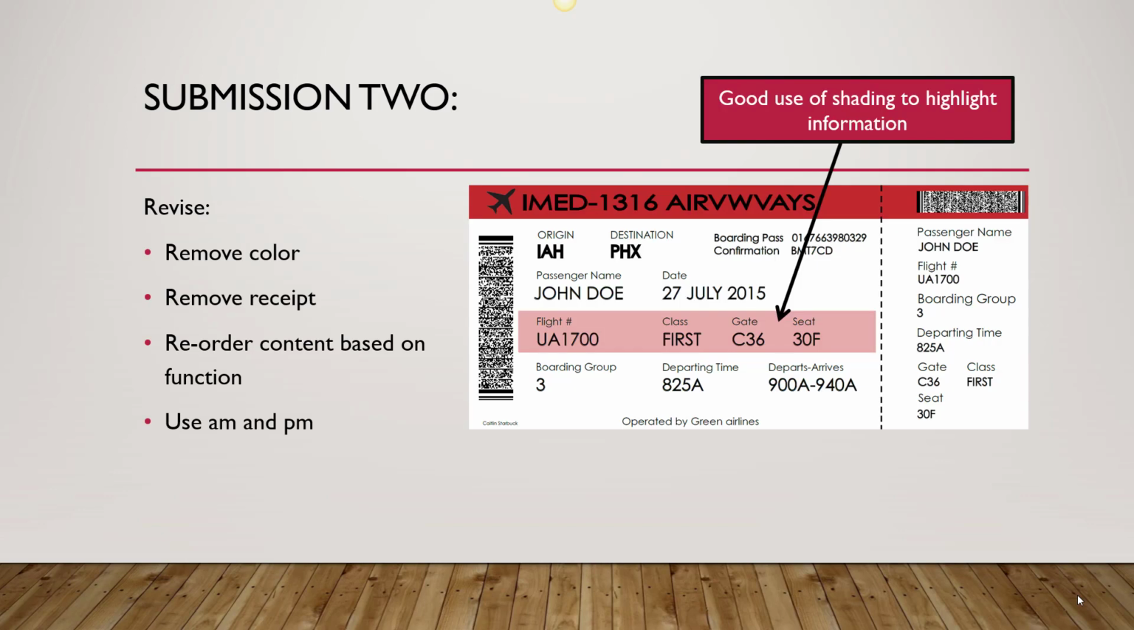Let's go to submission 2. Okay, same thing, remove color. Now, this one added a receipt. So we already talked about that.